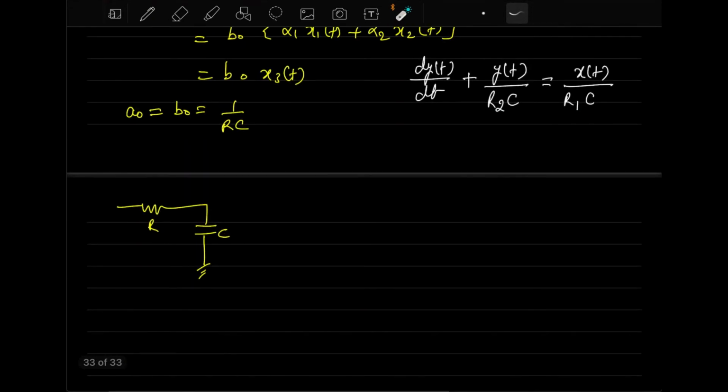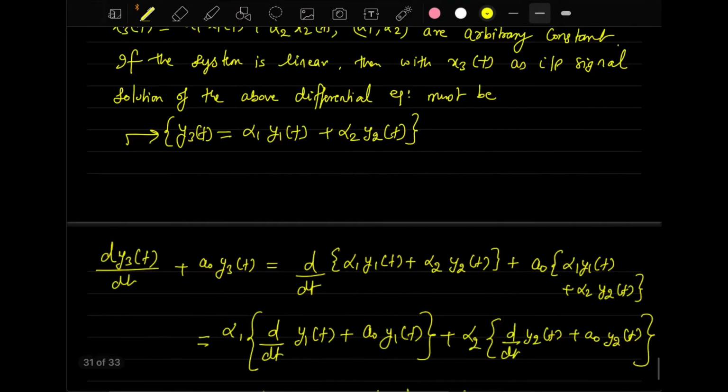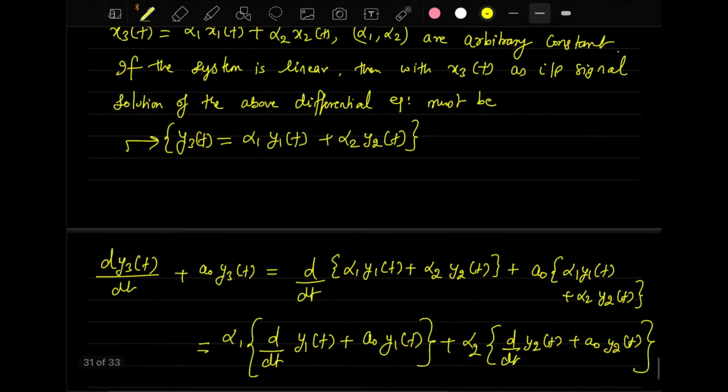But there is a problem that I wanted to discuss. Let us say this capacitor is initially charged to V0 volts. Right now, what we are assuming is that it is discharged, there is no charge on it. But if it is initially charged, then this initially charged condition will be imposed on this particular equation that we have written for the linearity.